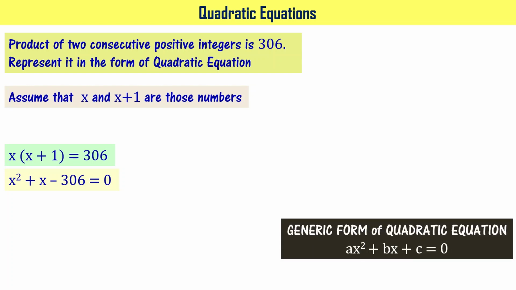It is matching with a quadratic equation. Hence we can say that it is a quadratic equation, right? And when you solve this particular equation, you know what the consecutive positive integers are whose product is 306.